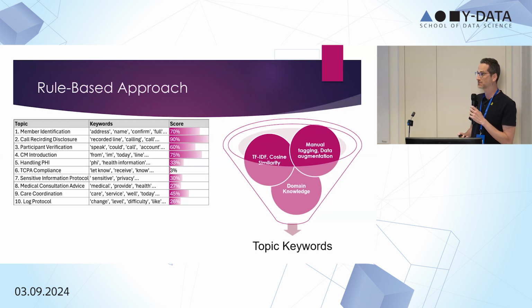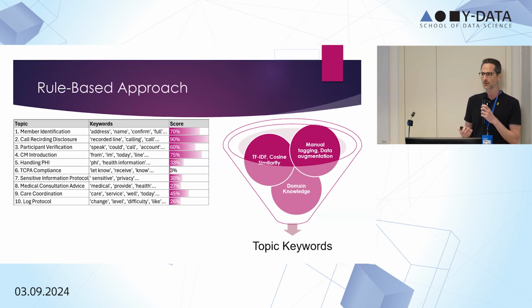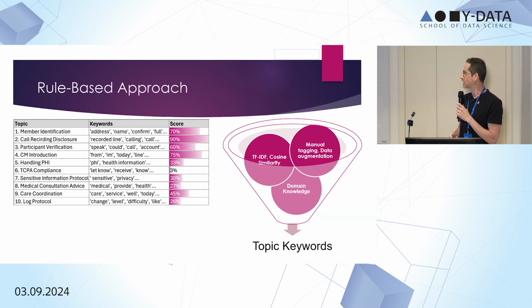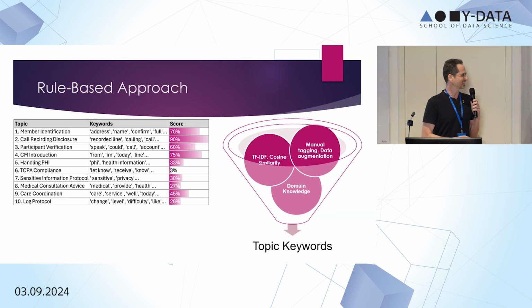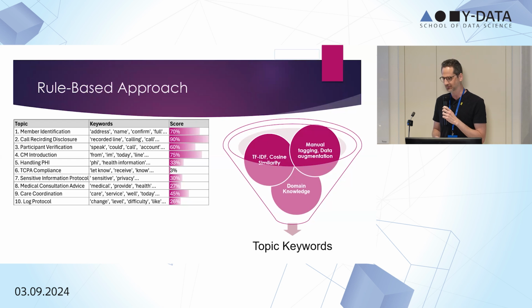For example, we did data augmentation using ChatGPT to synthesize new conversations with their labels based on existing conversations manually tagged by us. Also, we used some classical NLP and data science techniques like TF-IDF and cosine similarity. And we also used some domain knowledge and our own common sense to find words that seemed relevant to specific topics.